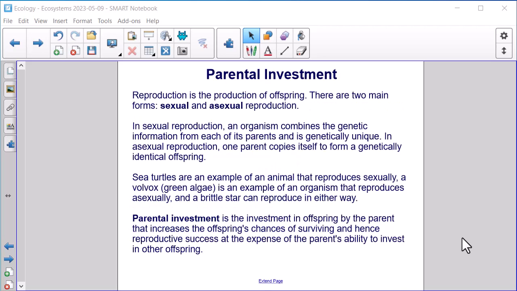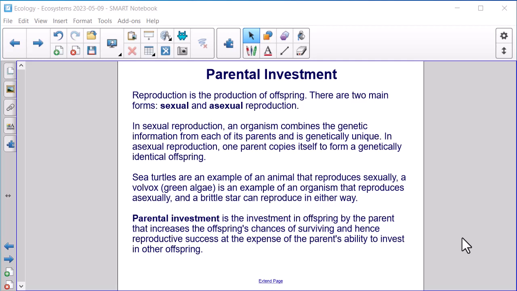Parental investment. Reproduction is the production of offspring. There are two main forms, sexual and asexual reproduction. In sexual reproduction, an organism combines the genetic information from each of its parents and is genetically unique. In asexual reproduction, one parent copies itself to form a genetically identical offspring. Sea turtles are an example of an animal that reproduces sexually. A volvox, green algae, is an example of an organism that reproduces asexually. And a brittle star can reproduce in either way.